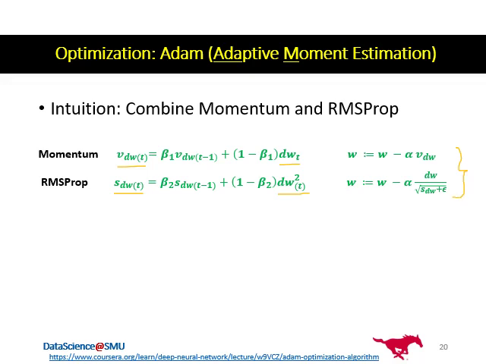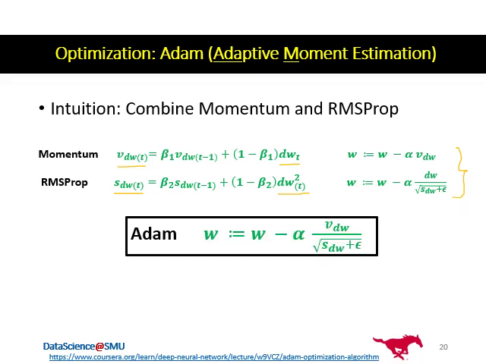In case of Adam optimizer, we actually use the same equations for VDW and SDW, but the weight update equations are modified to take both of these into account. So we have the new weight equal to the old weight minus alpha times the velocity divided by the square root of the SDW term.